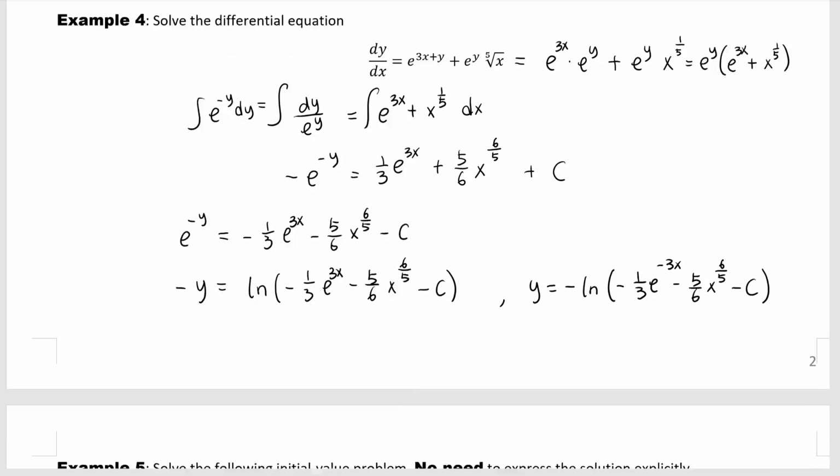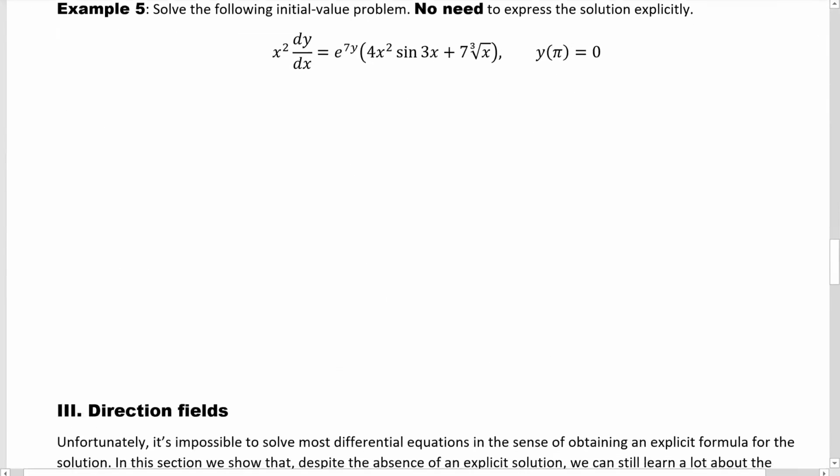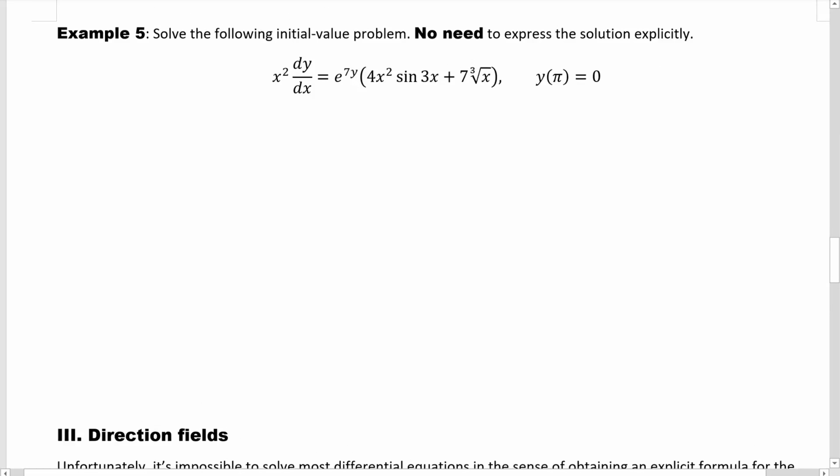And then let's continue. So example 5. This is similar to your exam problems. So we want to solve the following initial value problem. No need to express the solution explicitly, okay? So first of all, let's make sure, are the x and y separated? On the right hand side, you can see we have a function of x times a function of y, right? Okay, so let's move all the y to the left hand side and let's move all the x to the right hand side.